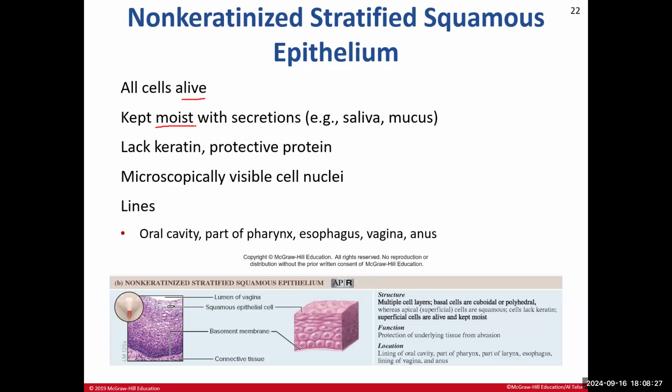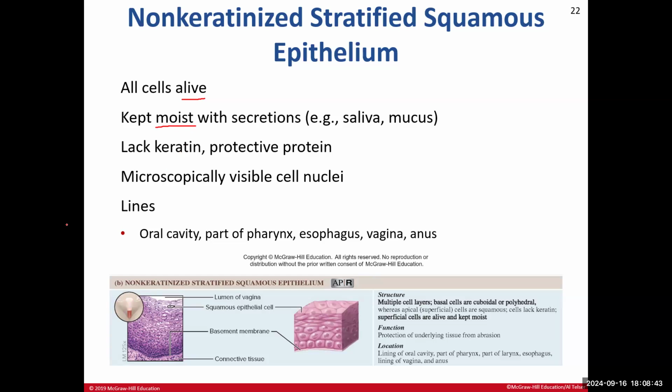And these areas will be in most situations in a moist environment, mainly because of the secretions that are being produced. So for example, in our mouths, we're going to have saliva that's being produced, and so that'll be a relatively moist environment there.